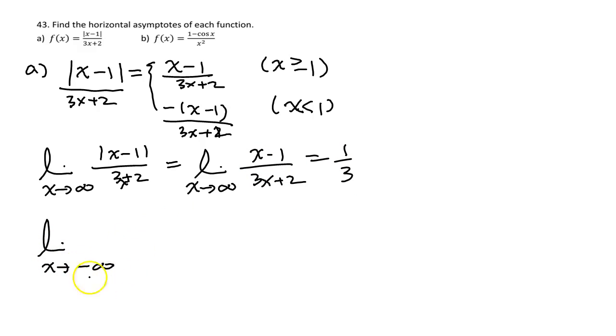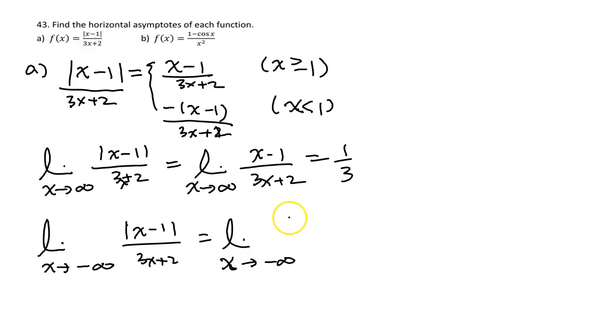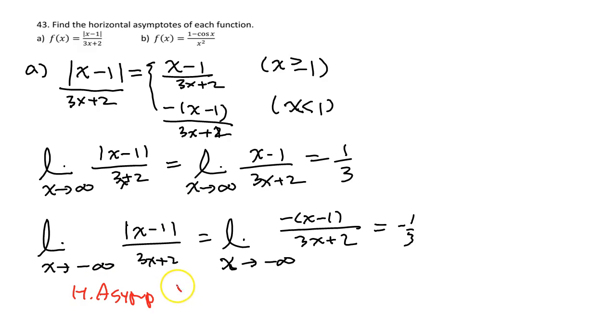For the other direction, x going to negative infinity, the function is now the second one, so we replace it. Sorry, there's a mistake here. As x goes to negative infinity, we have negative x minus 1 over 3x plus 2. In this case, negative x over 3x gives you negative 1/3. And therefore, we know that the horizontal asymptotes are y equals 1/3 and y equals negative 1/3.